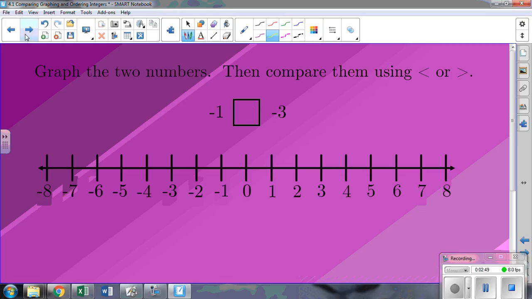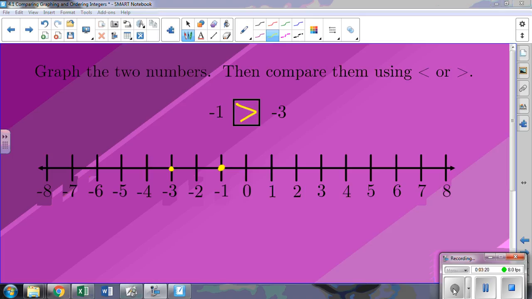Same thing, graph negative 1 and negative 3. Doing the same thing, graphing negative 1, graphing negative 3, and so which one is farther left? Negative 1 or negative 3? Since negative 3 is farther left, our inequality symbol needs to point at negative 3, telling us negative 1 is greater than negative 3.